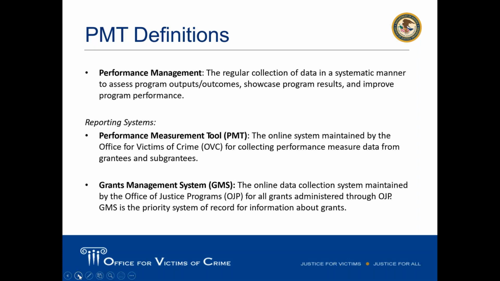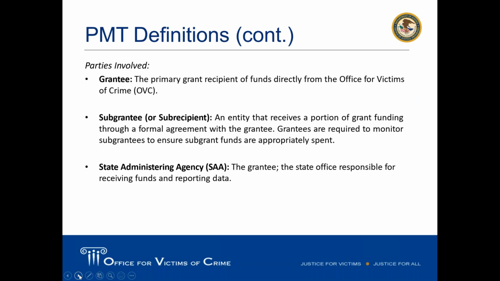Continuing with the definitions. The grantee, which is us, is the primary grant recipient of funds directly from the OVC. The sub-grantee, which is you all, is an entity that receives a portion of grant funding through a formal agreement with the grantees. Grantees are required to monitor sub-grantees to ensure sub-grants are appropriately spent. And the SAA is your state administering agency, which is us, the office that's responsible for receiving the funds and reporting the data.